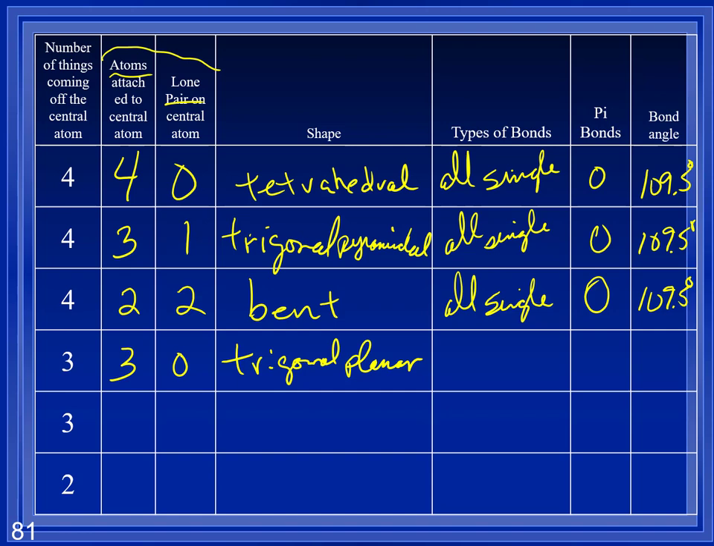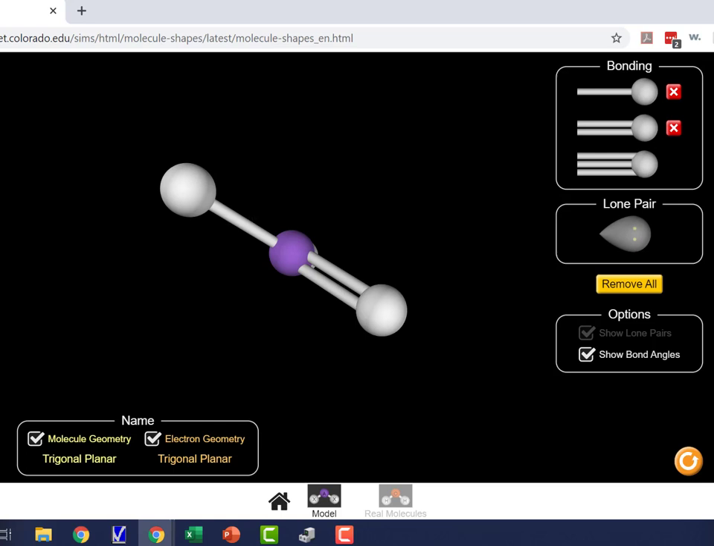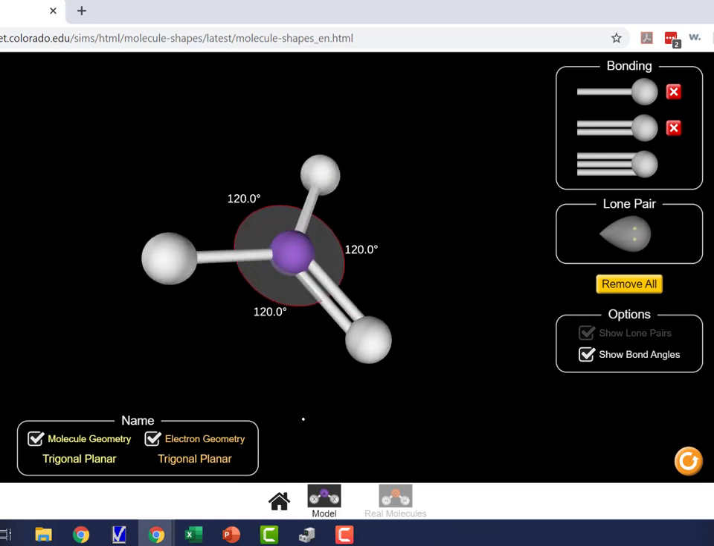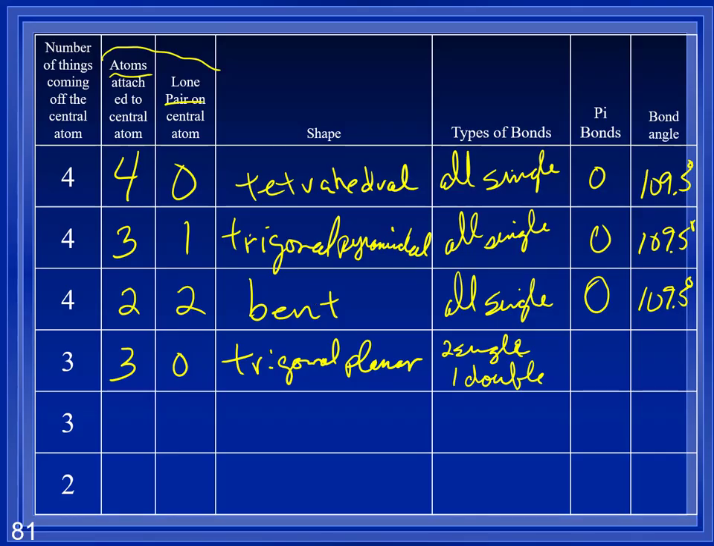What kind of bonds? 2 single and 1 double, right? How many pi bonds? Well, there's our structure, so we can see them all. The single bond's a sigma, sigma. The double bond's a sigma and a pi. So there must be 1 pi bond. And our angle there was 120 degrees.